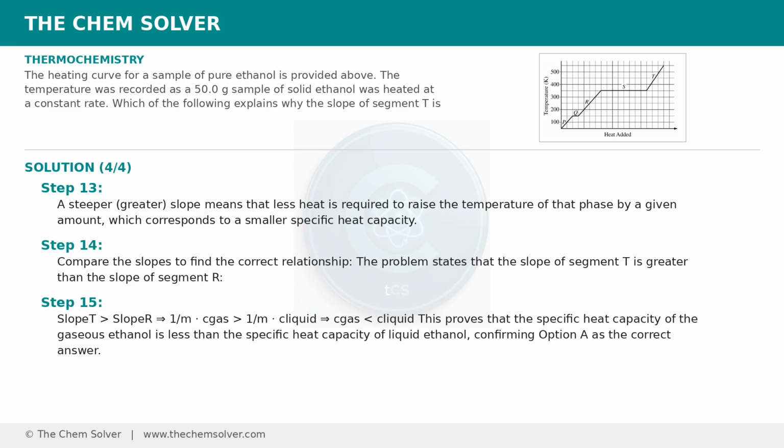Compare the slopes to find the correct relationship. The problem states that the slope of segment T is greater than the slope of segment R. Slope T greater than slope R, therefore 1 over m times c gas is greater than 1 over m times c liquid, therefore c gas is less than c liquid. This proves that the specific heat capacity of the gaseous ethanol is less than the specific heat capacity of liquid ethanol, confirming option A as the correct answer.